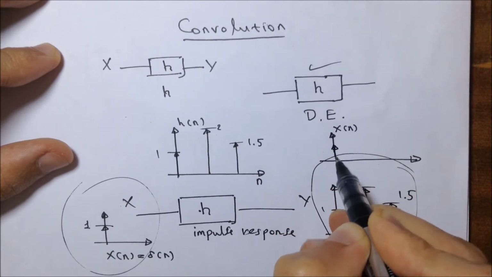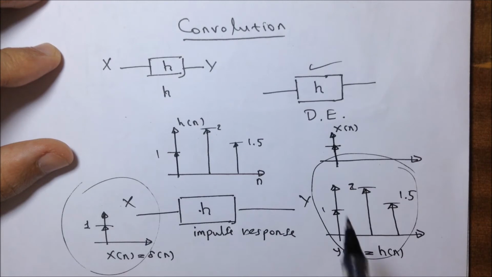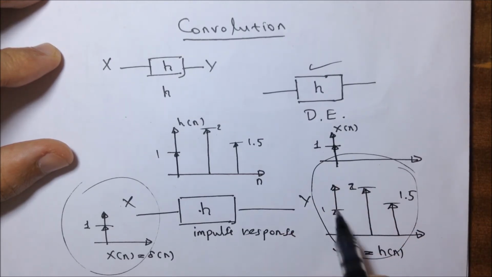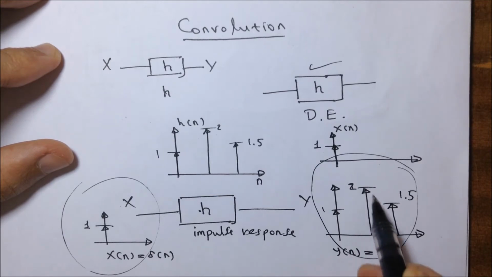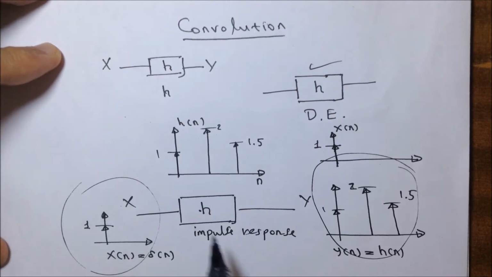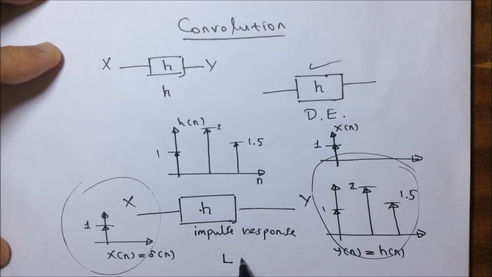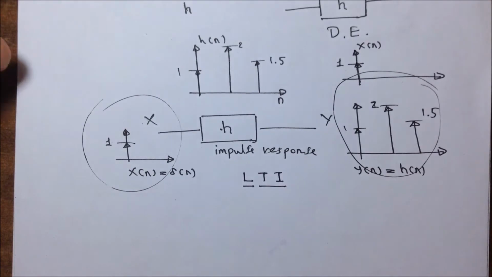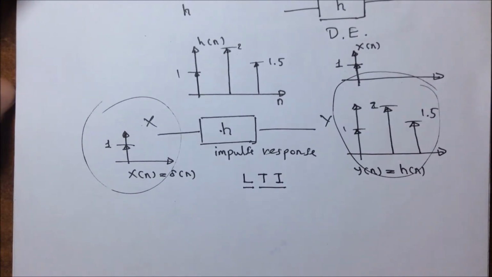And this is the impulse at the input. So at the very same moment that the impulse entered, the system will output 1. And then a moment later it will output 2. And then a moment later it will output 1.5. Now I'm assuming here that the system H is actually an LTI system, that is a linear time invariant system. And I'm touching on what these two properties mean one by one.